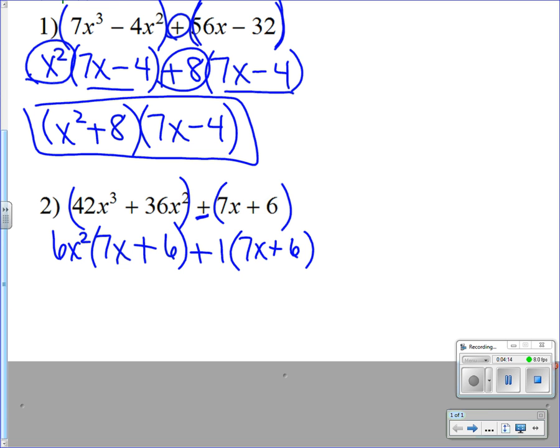Since this is plus, I want to write down a plus. 7x and 6 do not have a common factor, so we always put plus 1 or minus 1, whatever it is. So 1 times the 7x plus 6. Then these match, which is exactly what we want to happen. If it doesn't, like I said, you need to rearrange your terms, and if that doesn't work, then you cannot factor it. But most of the time it works.